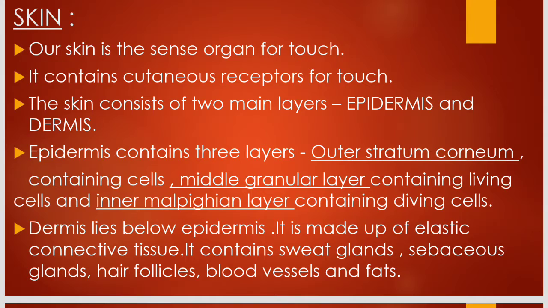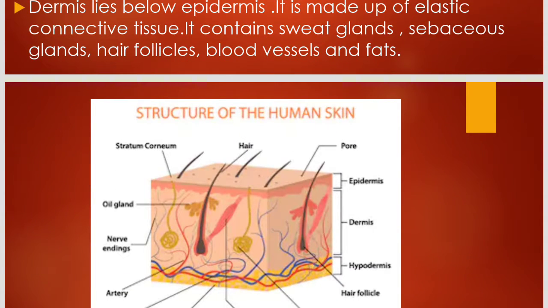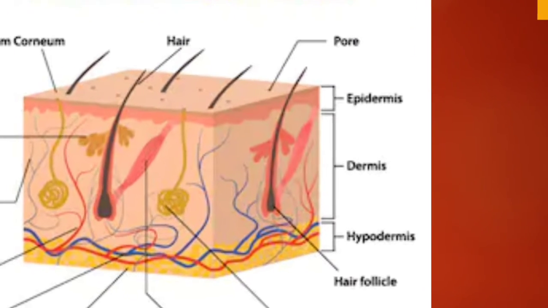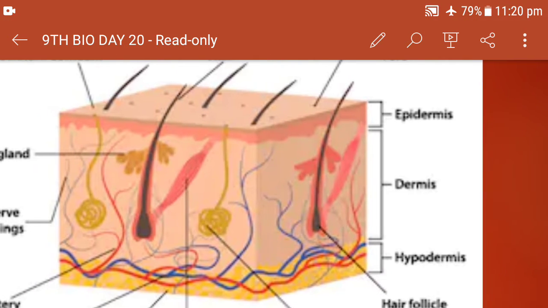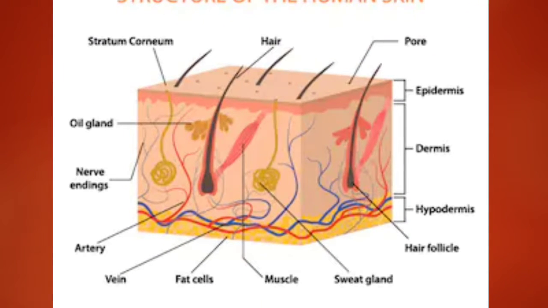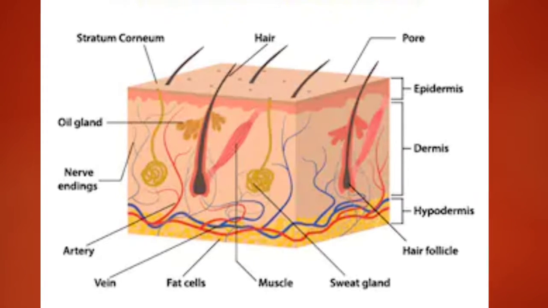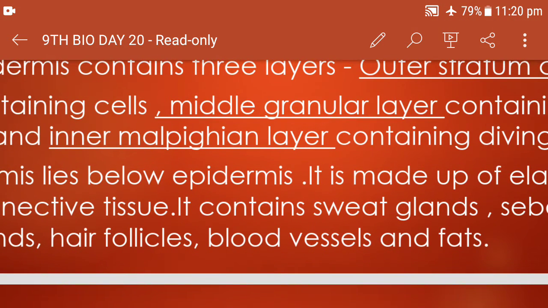It contains the cutaneous receptors for touch. The skin consists of two main layers, epidermis and dermis. I will show you. Can you see here? Epidermis is the upper part and dermis is the leftover part. Okay? So I will be telling you in detail about them.